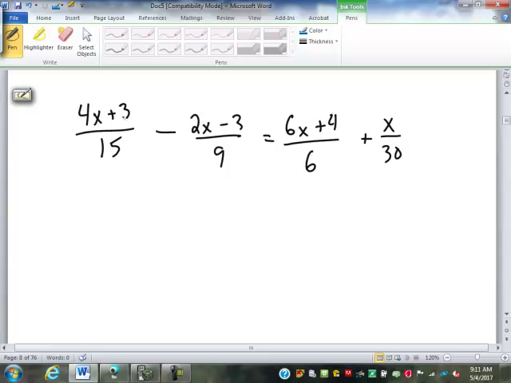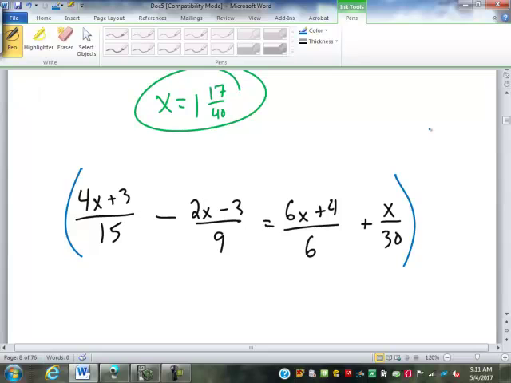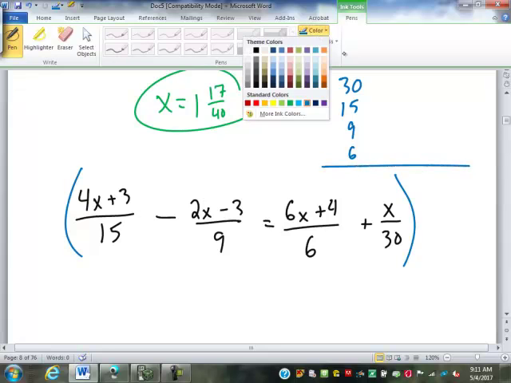Think in terms of common denominators. I got 15, 9, 6, and 30. What is the least common denominator, least common multiple of those? You're thinking greatest common factor. Least common multiple would be 6. No, it would be more, because 15 only goes to 3, 5.